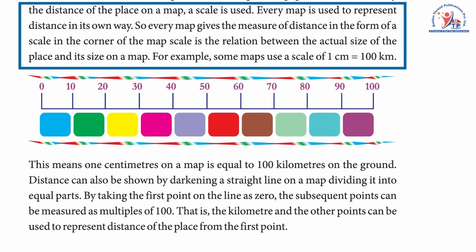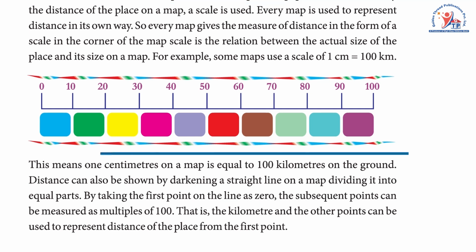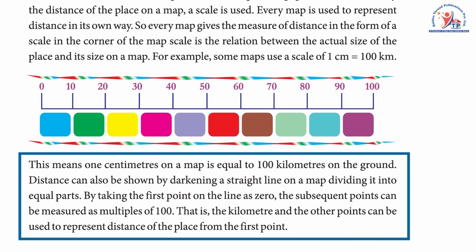In the corner of the map, scale is the relation between the actual size of the place and its size on a map. For example, some maps use a scale of 1 centimeter is equal to 100 kilometers. This means 1 centimeter on a map is equal to 100 kilometers on the ground.